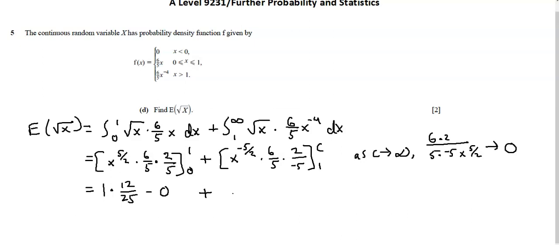And for the second expression, our inputs, we've already indicated that the input of c results in a value of 0. The input of 1 will give us x to the power of negative 5 over 2 is 1 over 1, which is 1, times 6 times 2 is 12 over 5 times negative 5 is negative 25. And we have 12 over 25 minus negative 12 over 25, which is 24 over 25. This completes the requirements for Part D, and this completes the requirements for question 5.